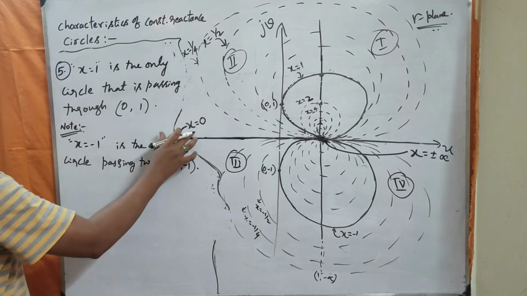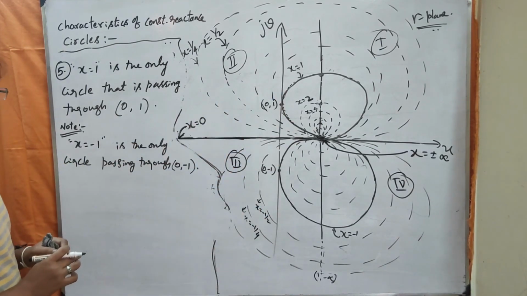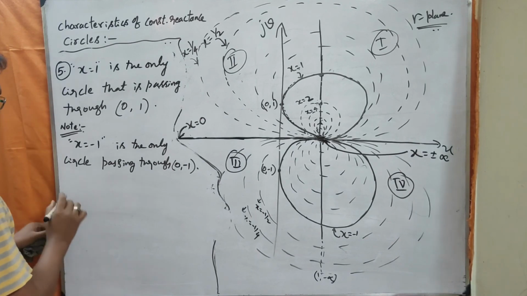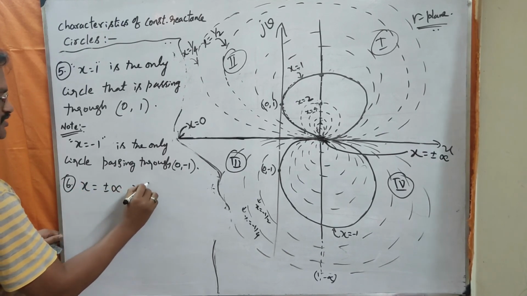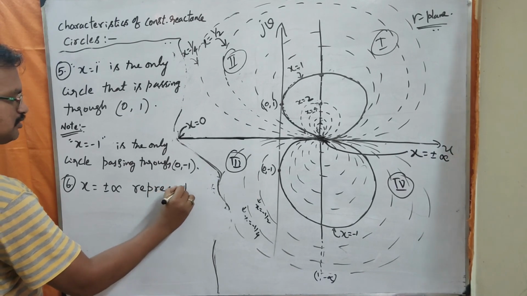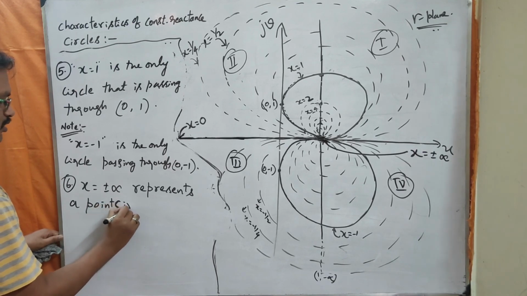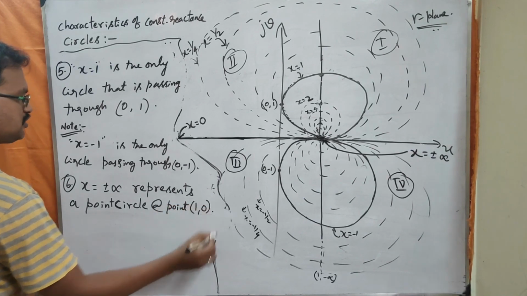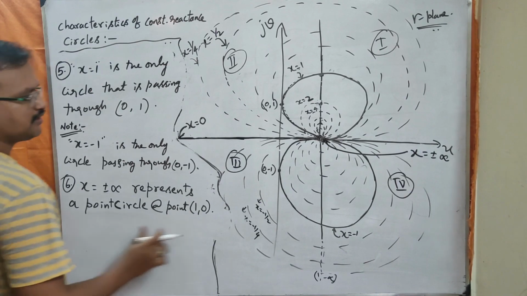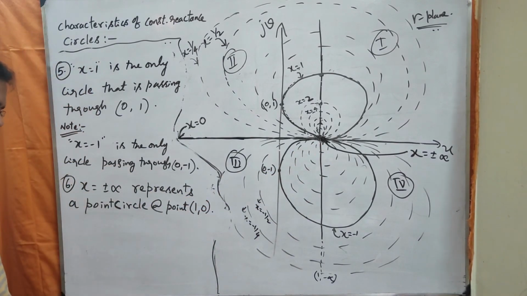We have written for x equal to 0. Next we have written for x is equal to 1 and x is equal to minus 1. Next we will write for x is equal to plus or minus infinity. So the 6th point. For x is equal to plus or minus infinity, it represents a point circle at the point 1 comma 0. So this 1 comma 0 point represents the point circle. Understood? Okay, so that is the 6th point.